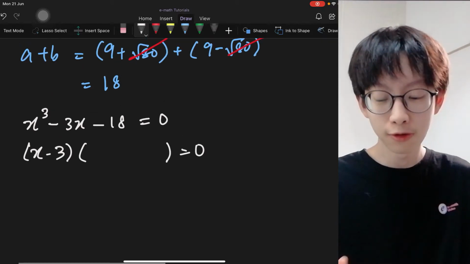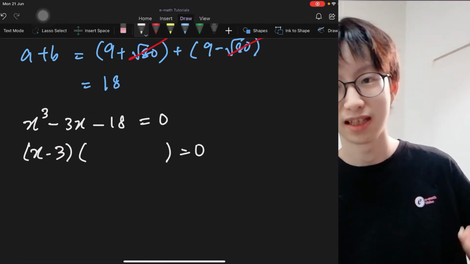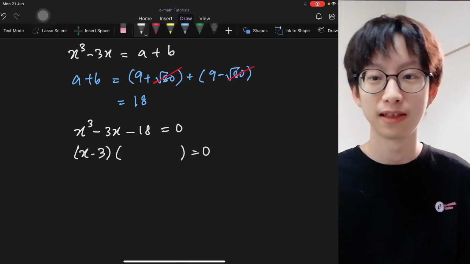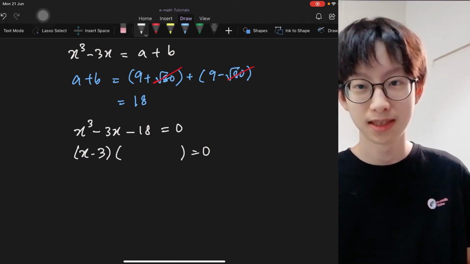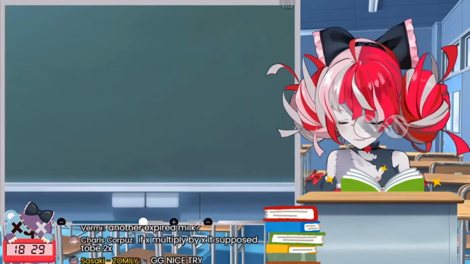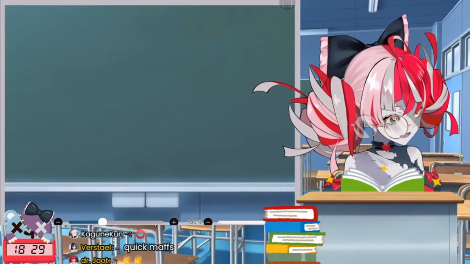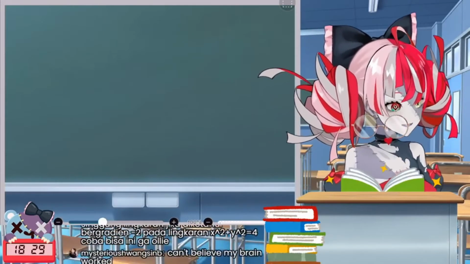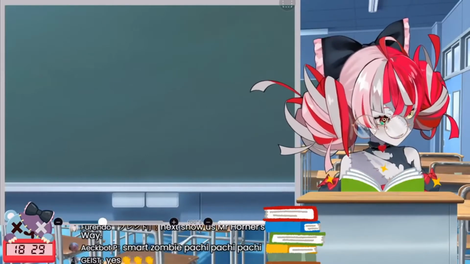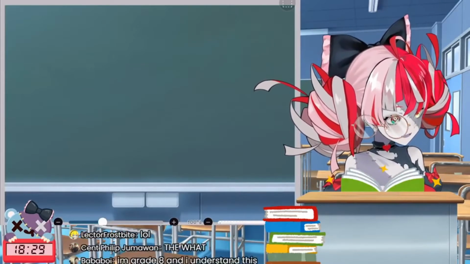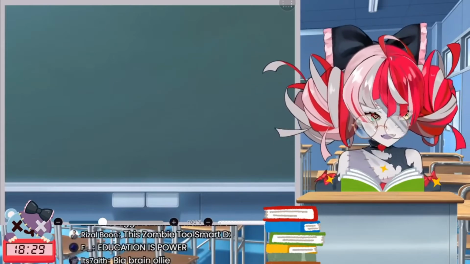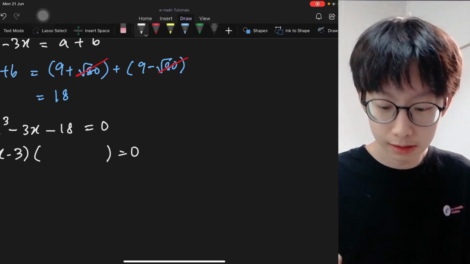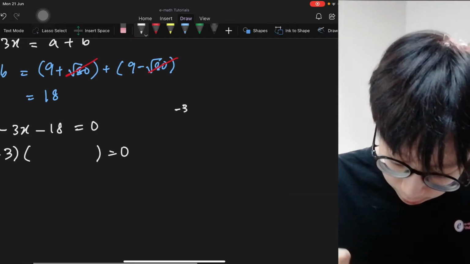If you are not convinced by my guessing procedure there, never mind, we'll do a long division or a synthetic division. For me, I prefer synthetic division, though synthetic division is a bit harder for me at least, because it's a bit confusing. It's easy actually, but sometimes a little bit confusing. We will have negative 3 here.